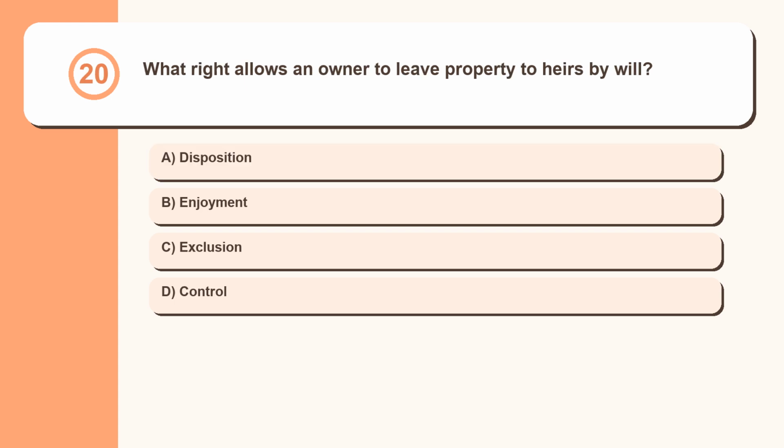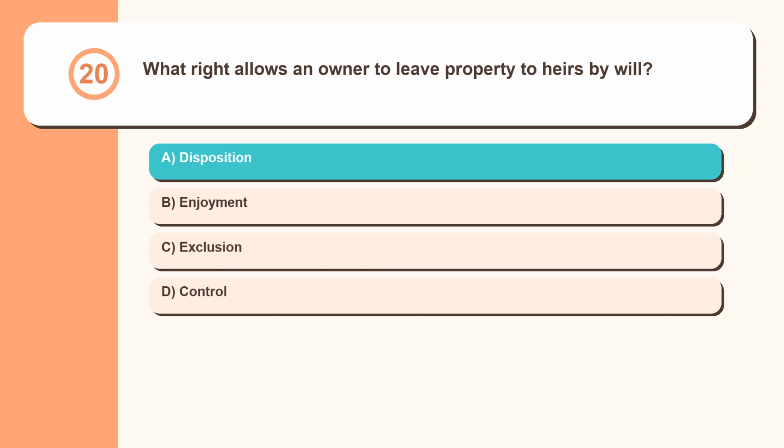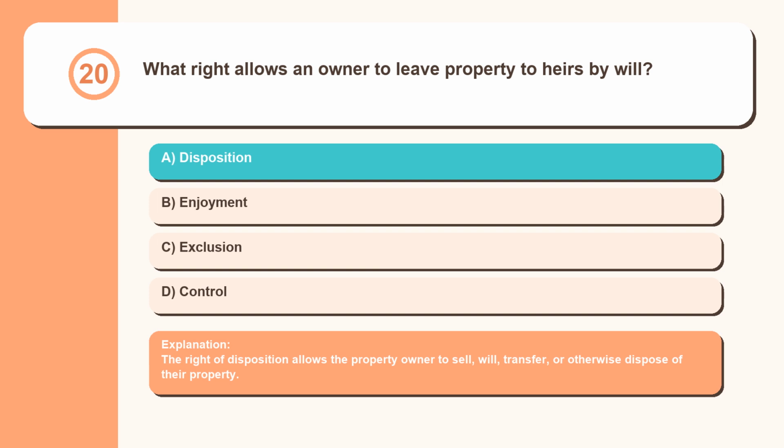Question 20. What right allows an owner to leave property to heirs by will? Disposition, enjoyment, exclusion, control. The right of disposition allows the property owner to sell, will, transfer, or otherwise dispose of their property.